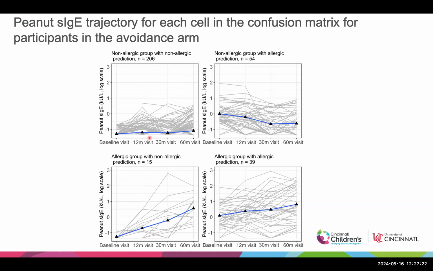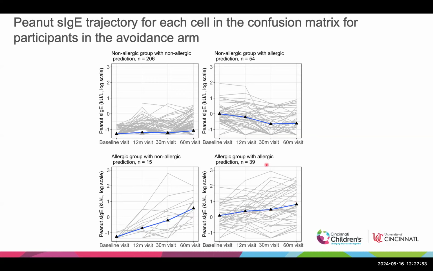On the top left are 206 infants. The gray line is per infant, the blue line is the average of the true negative ones. These were infants that had a low peanut-specific IgE at baseline, and on average the line stayed pretty low. The bottom right is the true positive ones. They were allergic at 60 months of age, and the model predicted them as allergic. You can see that the baseline peanut-specific IgE is, of course, higher. That's just where the split was for the IgE. And they also seemed on average to increase a little bit until 60 months of age.